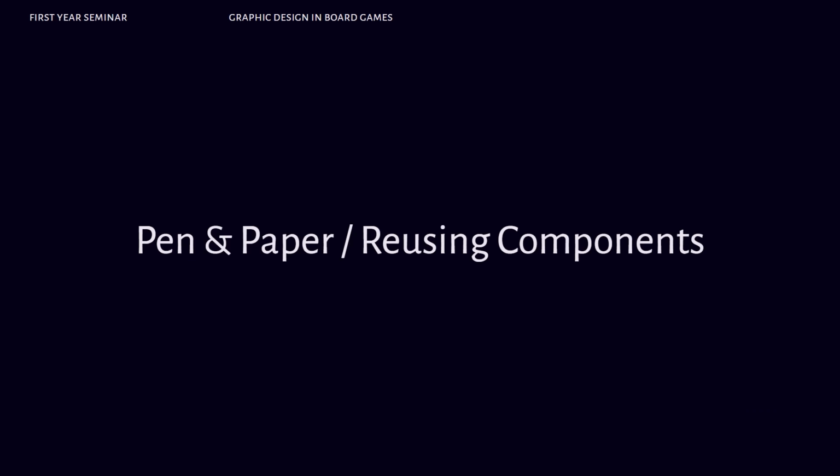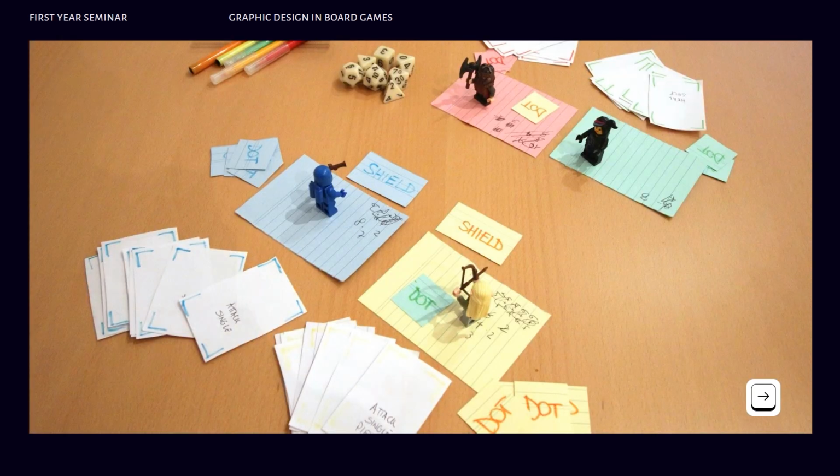So there's a few different ways to do this. The first is by using pen and paper and reusing components from other games. There is nothing wrong with this, and it's a really great way to get the tactile experience of playing a game together. So here you can see that these folks are using just sheets of paper with pen on them. They have some Lego pieces. They have some dice from another game, and they've pulled these things together to create a prototype of this game.